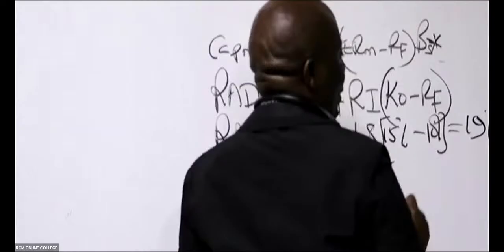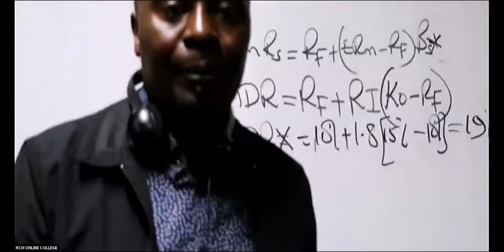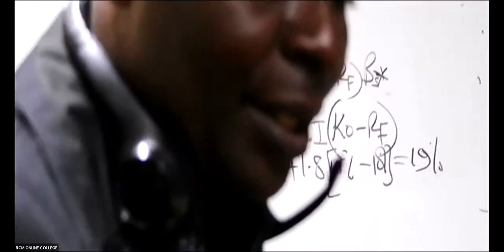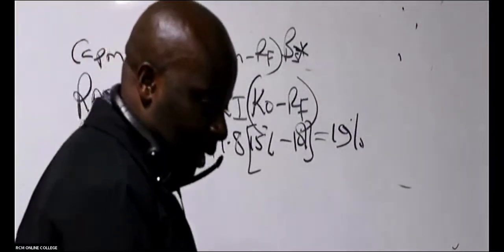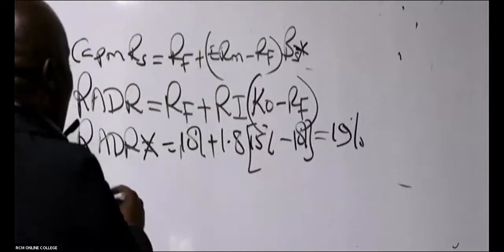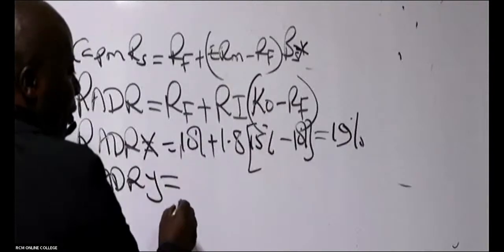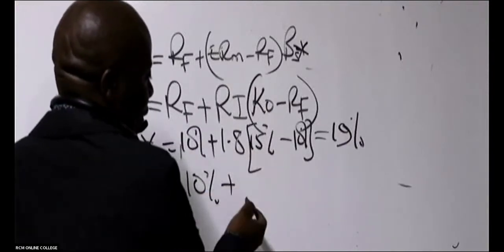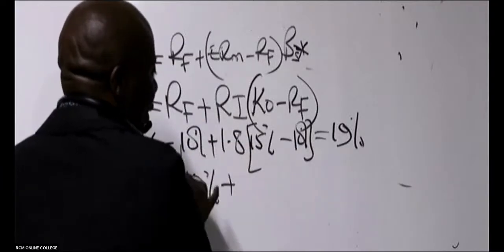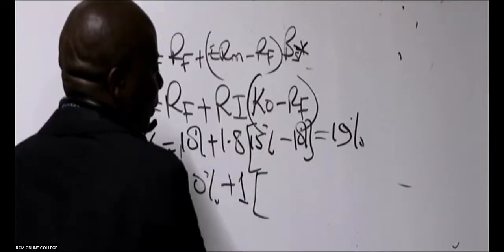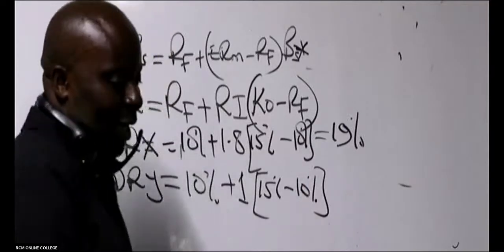Other students, are they able to get this 19%? Yeah, Peter has also gotten it. So please, using the same approach, go ahead and give us RADRI for Y. Remember, this 10% will not change. Risk-free doesn't change. The risk index, the beta for Y, is changing. And they've told us it is 1. Cost of capital is 15%. Then we have in this case 10% risk-free. Yeah, I can confirm, ladies and gentlemen.